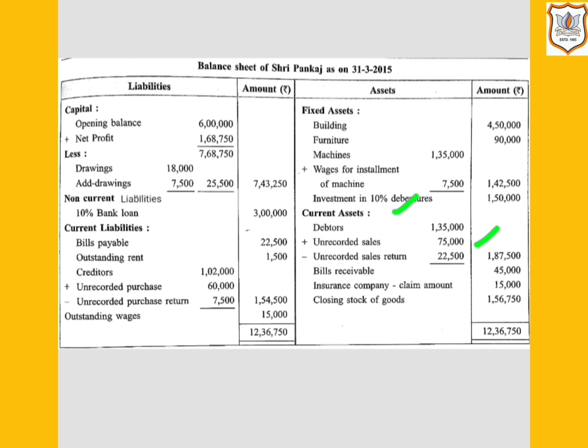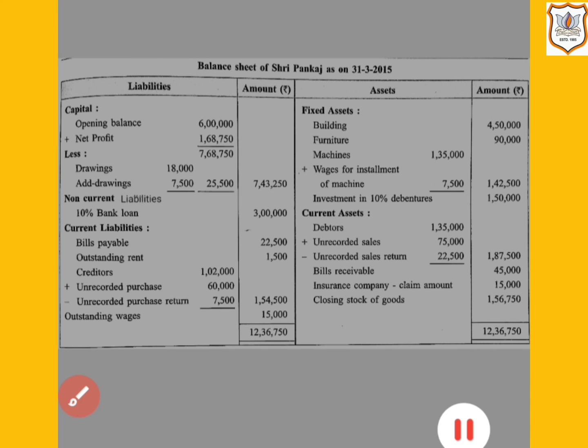Since debtors have returned goods to us, here it will reduce the amount of debtors. By adding unrecorded sales and deducting unrecorded sales return, we will get the final amount of debtors, that is 1,87,500. Now let us see its second effect.